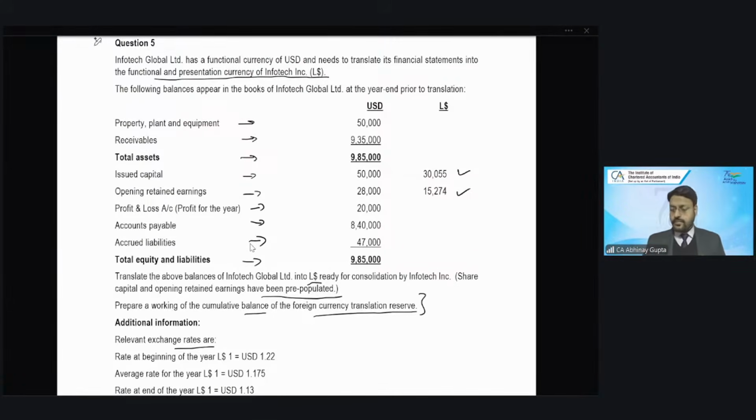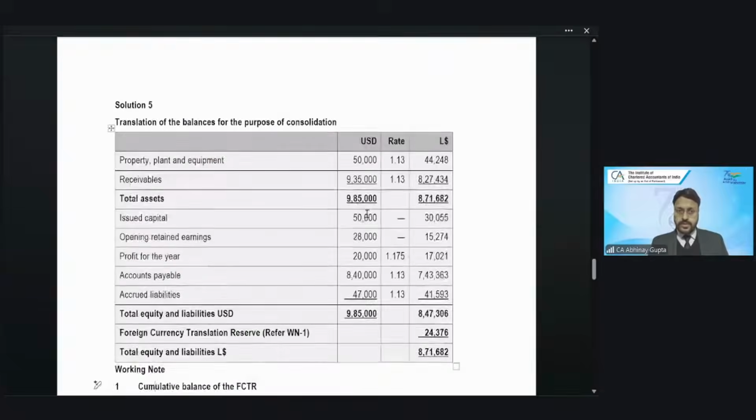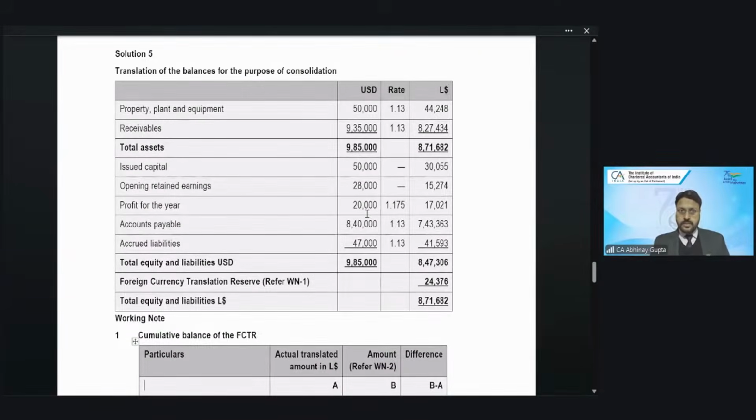Okay. Any luck with the answer or the translated items? Yes, sir. So let's see how the translation is happening, and then you can match if you have done it correctly or not.